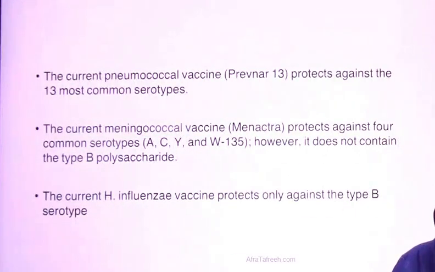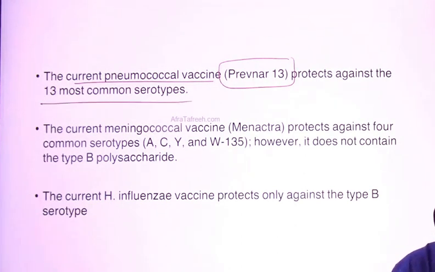Okay, now the current pneumococcal vaccine, Prevnar 13, protects against the 13 most common serotypes. Okay. Regarding the meningo, you remember the name Menactra, which is against A, C, Y, W135. Which one is missing? B, against which no good vaccine is available, but a vaccine is there. And this is the best one, which protects against Haemophilus influenzae. Okay, that you already know.